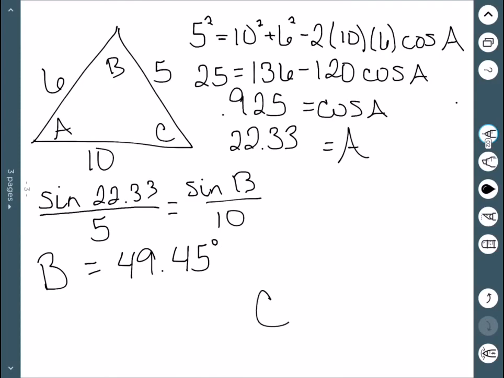We can then use that and the fact that triangles add up to be 180 to find angle C. And when we do, we get that C is 107.72 degrees.